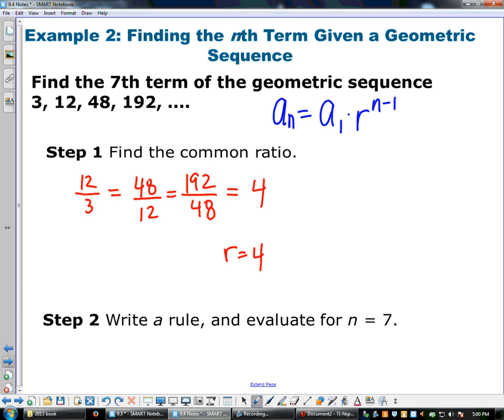So I know one more step of my pattern here: r, in this case my common ratio, is equal to 4, and we were also already given our first term, a sub 1 is equal to 3.